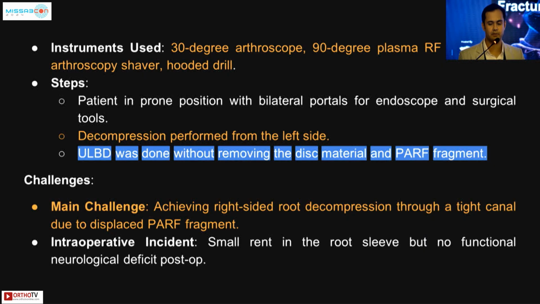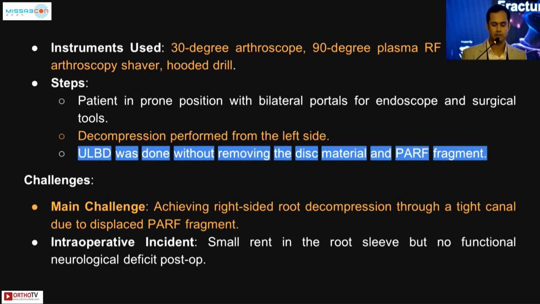I used a 30-degree arthroscope, 90-degree plasma RF, 4 mm burr, and a hooded drill. The surgery is done in prone position with 2 portals. Decompression was done in this case from the left side. Unilateral laminotomy with bilateral decompression was done without removing the disc material and the PARF fragment.